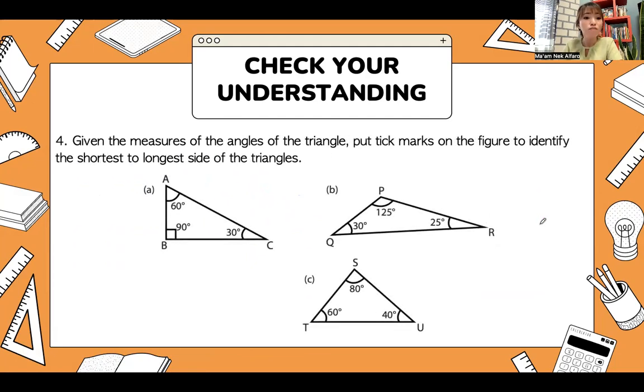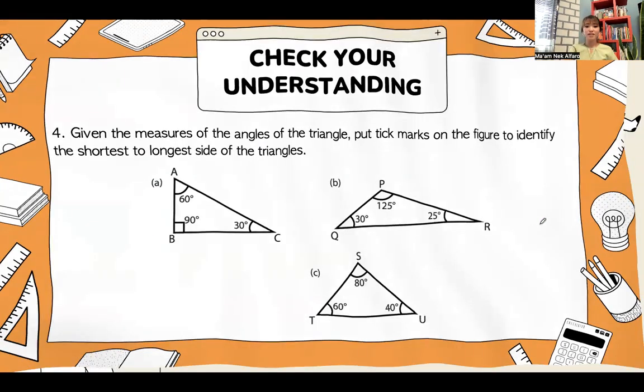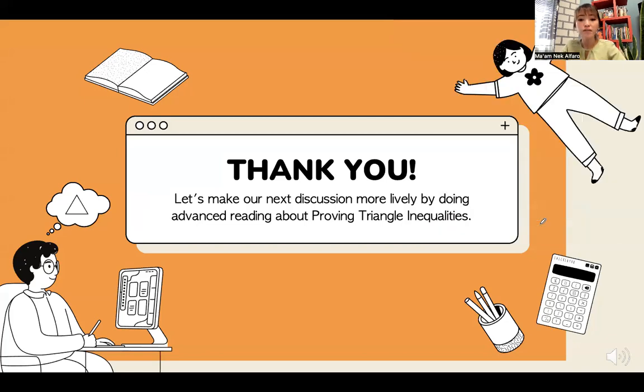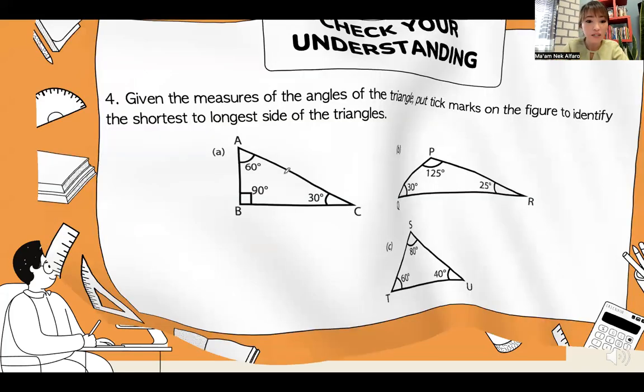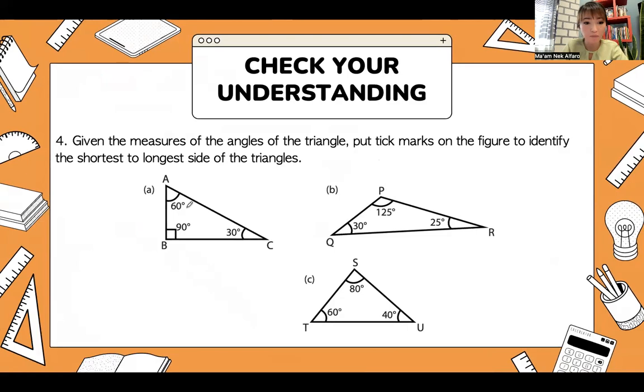Now, given the measures of the angles of the triangle, put tick marks on the figure to identify the shortest to longest side of the triangles. Right, let us go back. Let us put tick marks. So we have 30 as the smallest angle. This is the shortest side. 60 ang kasunod. And then the longest side is opposite the largest angle, which is 90.